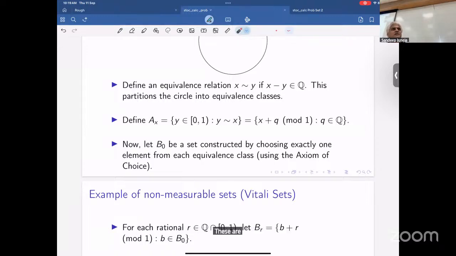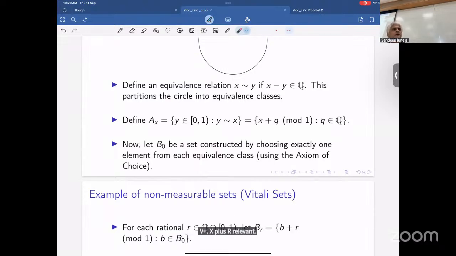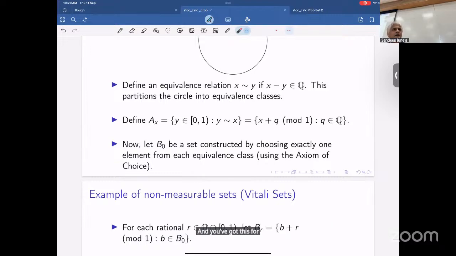These are non-measurable sets. We're taking any R between 0 and 1. I'll go through the whole circle that way. I can go around the circle to find that X plus R element. So you've got another set BR which has the same number of points as B0, and you've got this for every rational point R, and these are disjoint sets. They won't have anything in common, right?